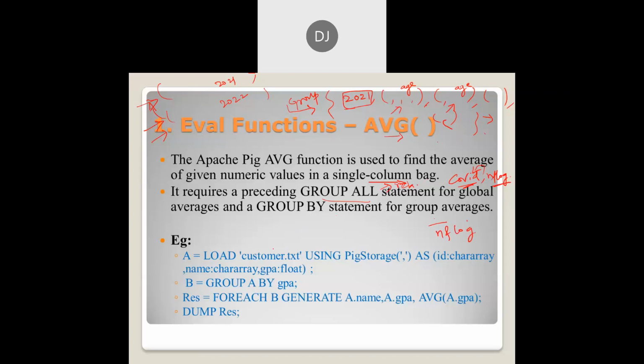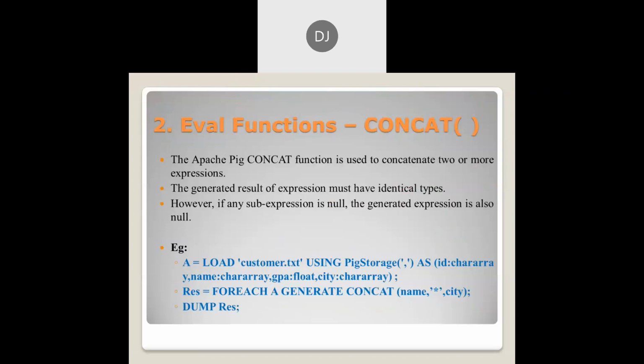They have loaded a customer data set which has a schema, and the schema has a field gpa. So they are going to group by gpa, and on that group they are going to find the average gpa value for every grouped data. For every relation on the grouped data, generate a dot name. It gives a dot gpa and the average of the gpa as the value, and when you dump and check you can see the result. This is how the average function works.